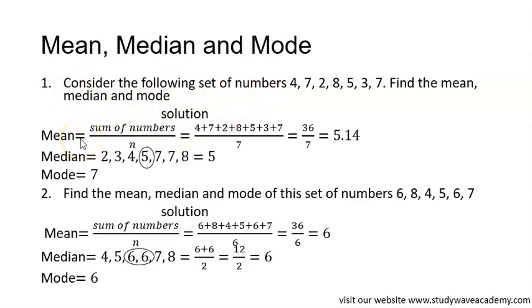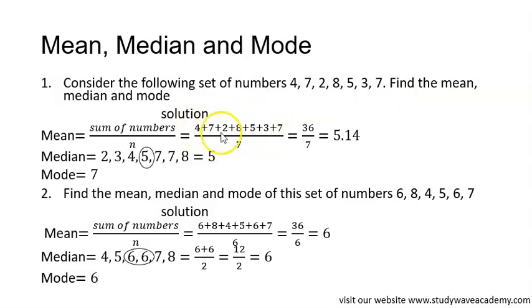Remember what we said the mean is? The mean is the average, right? And to get it, you add all the numbers together divided by the total number, the amount of numbers. That is sum of numbers over n. You add all the numbers together: 4 plus 7 plus 2 plus 8 plus 5 plus 3 plus 7, all over, let's count how many numbers we have. 1, 2, 3, 4, 5, 6, 7. Over 7. We have 7 numbers here.